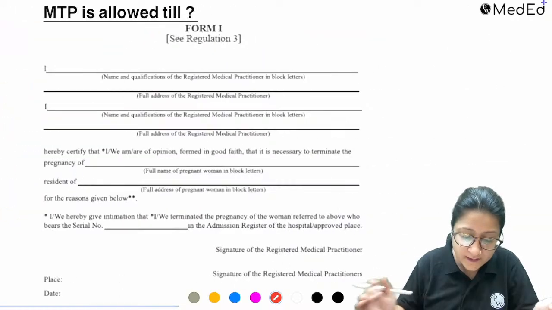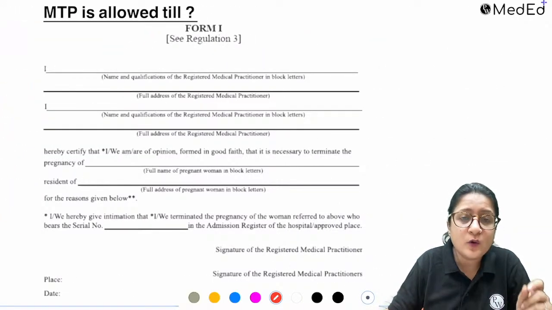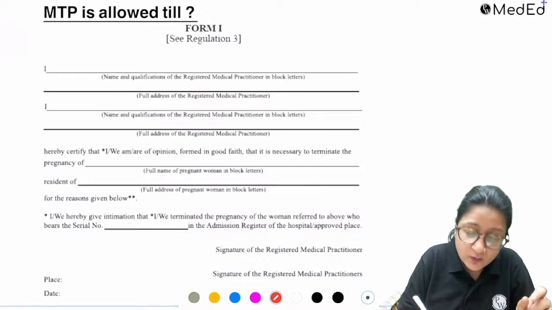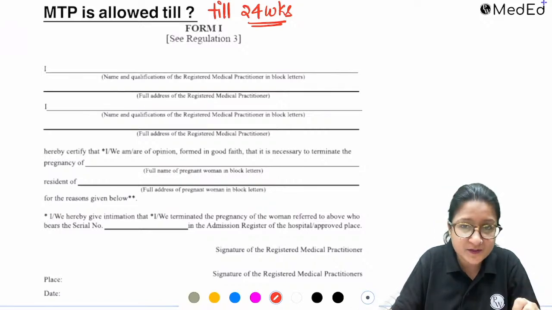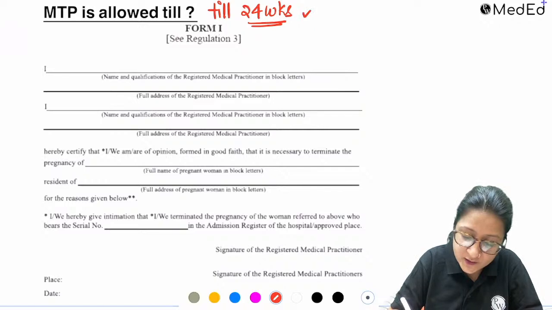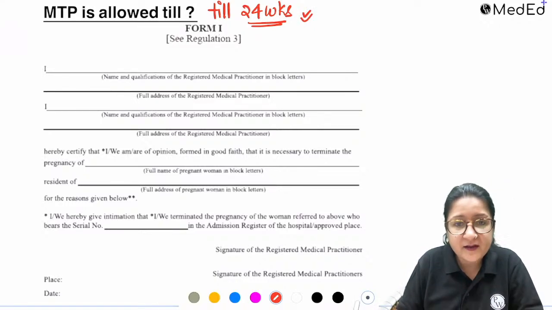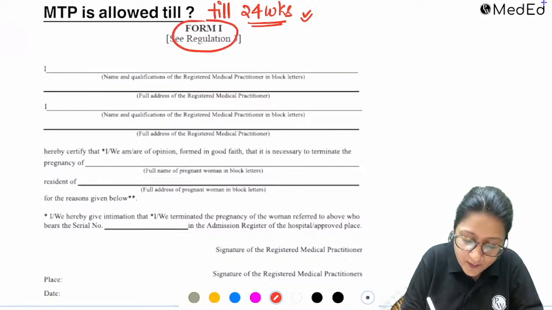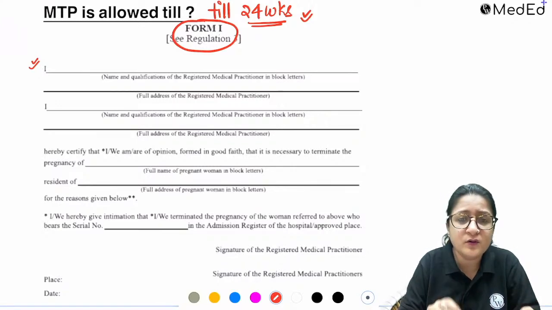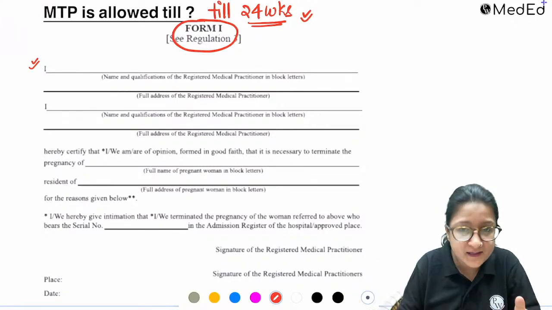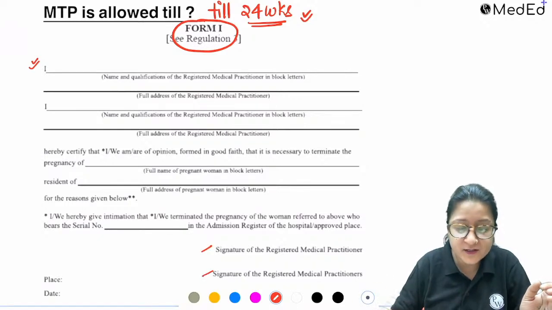Now moving on, the next question is, MTP is allowed till what gestation? According to the new MTP amendment laws, MTP is allowed broadly till 24 weeks of gestation, and only in exceptional circumstances beyond 24 weeks. There is an opinion form that we are required to fill, Form I, where the registered medical practitioner certifies that this woman is eligible for MTP services, and the registered medical practitioner is asked to sign here in the Form I.